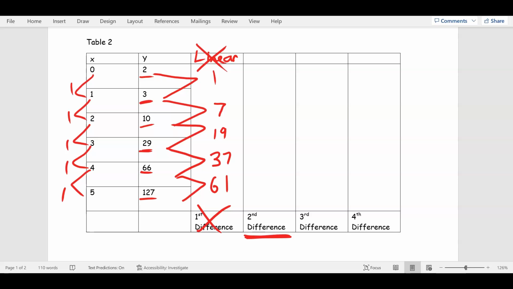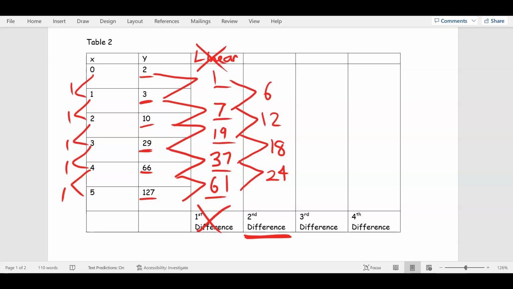Ready? Here we go. So again, bottom minus top. 7 minus 1 is 6. 19 minus 7, 12. 37 minus 19 is 18. I know I'm going through this kind of fast, but you should be able to find those differences very easily using a calculator, right? Okay, and then 61 minus 37 is 24.